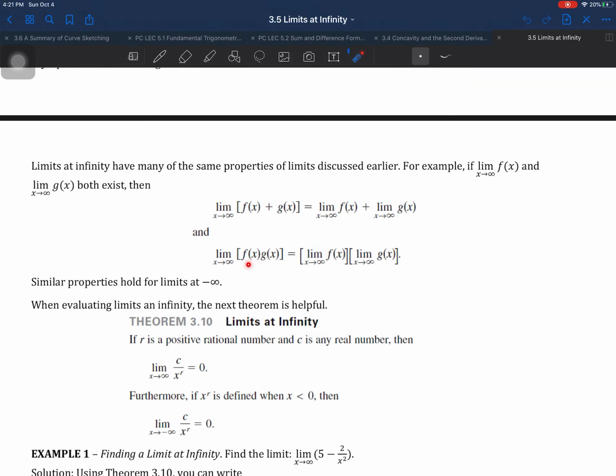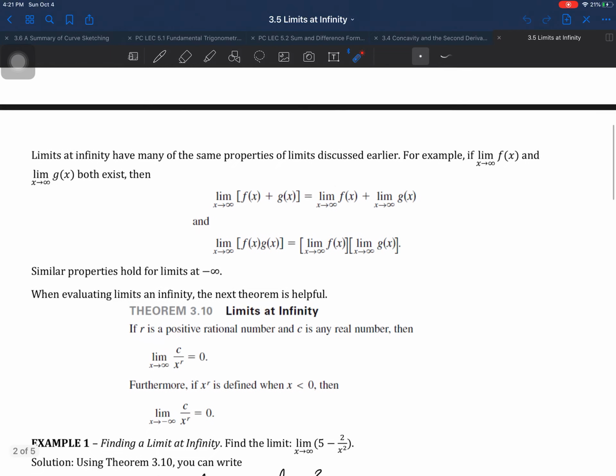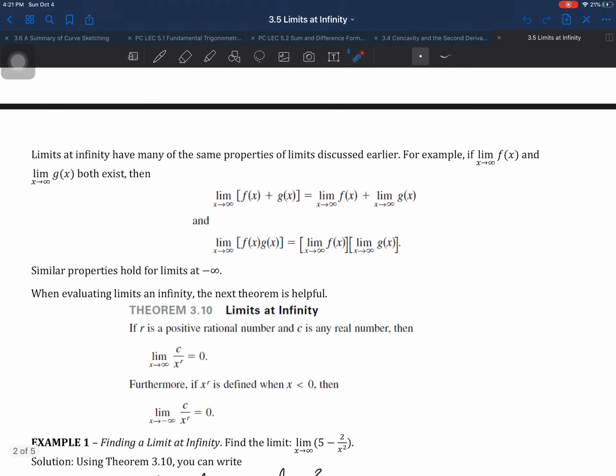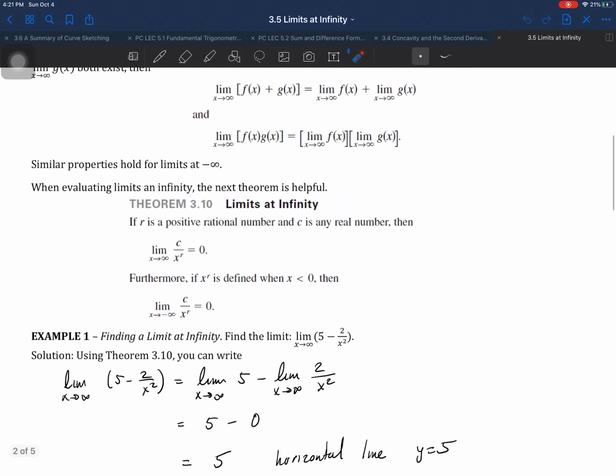As long as the limit for this exists and the limit for this one exists, both of them exist, then you can separate them. If one of them does not exist, let's say this is equal to 3 and this is equal to infinity, then we cannot do this, right? And the same properties follow for negative infinity. Now here's another one that we want to discuss.